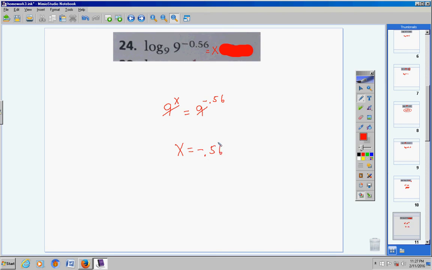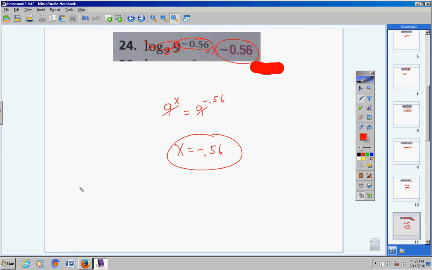And there we go. X equals negative 0.56. Now, may I please show you a shortcut? Anytime the base of the logarithm matches the base of the argument, whenever this number and this number match, all of this cancels out and you're left with just this right here. And that's what I was left with, this right here.